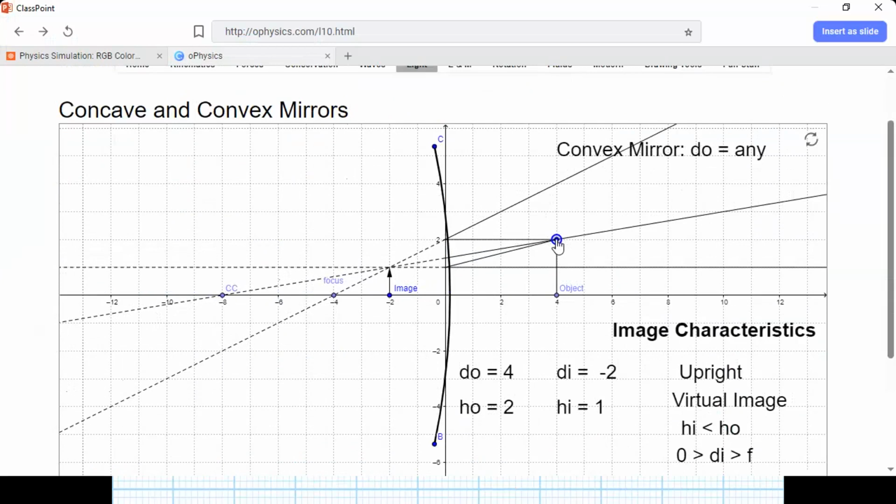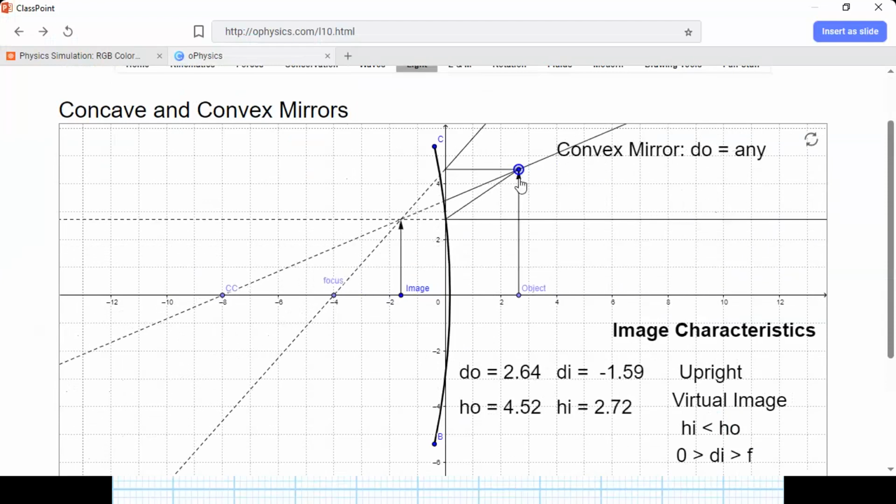Easy to know and memorize the image in the convex mirror. It doesn't matter if the object is in the focal distance, in the center of curvature, behind the center of curvature, or between the focal point and the center of curvature. The image is always upright, virtual image, because it's created behind the mirror, and it is smaller than the object size. Always. It doesn't matter where you put this. See here? You see?